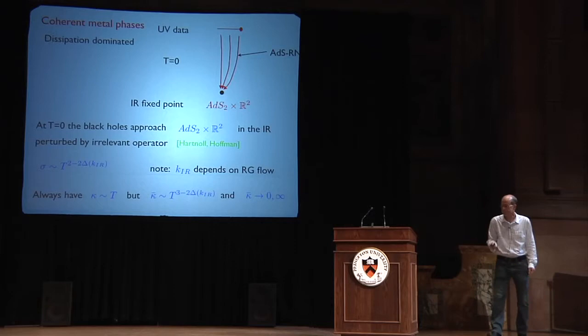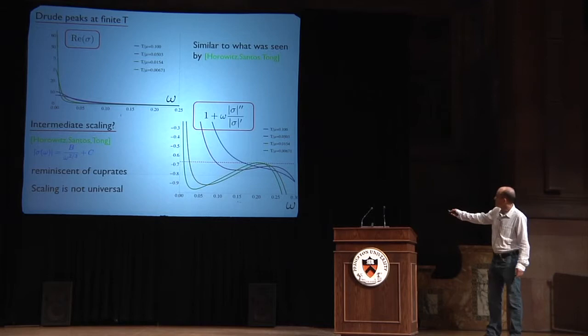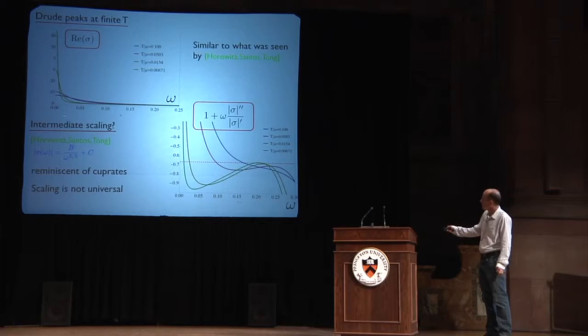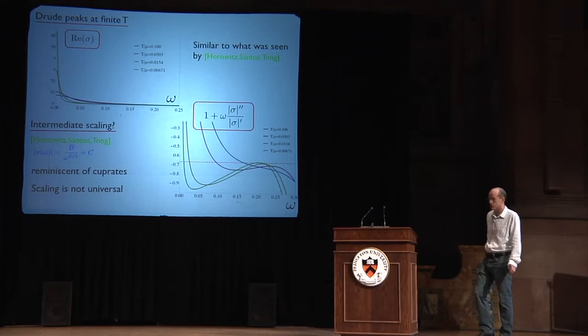One can look at these in a little bit more detail, and we have Drude peaks at finite temperature. As we lower the temperature, we're getting bigger and bigger spikes, and that's very similar to what was seen by Horowitz, Santos, and Tong. One difference with what we saw is that they reported an intermediate scaling where the absolute value of sigma had a scaling like omega to the minus 2/3 at intermediate frequencies.